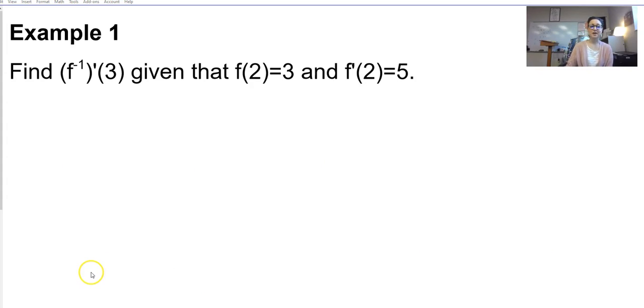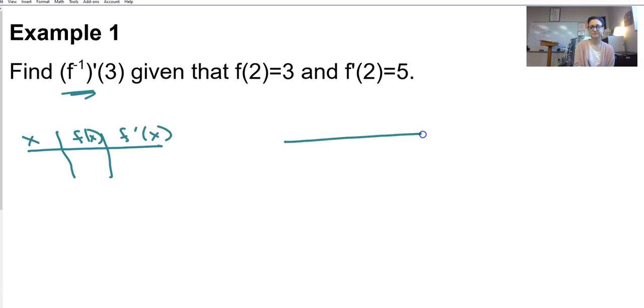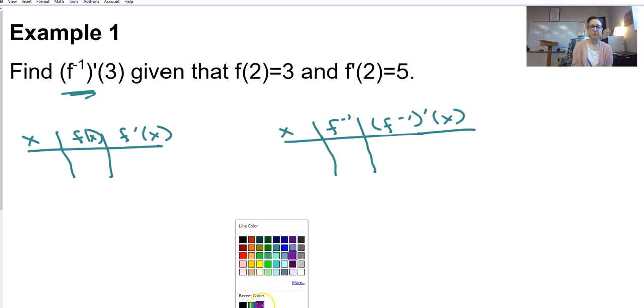We are back. So I can tell that this is an inverse question, right? So I'm going to start by making two tables. Go ahead and do that with me. My first table is going to go x, f of x, f prime of x. My second table is going to deal with the inverse, which, what did they call the inverse in this case? F inverse, right? So I'll have x, f inverse, and f inverse prime of x. Okay? All right, so now let's fill this in with what we have.